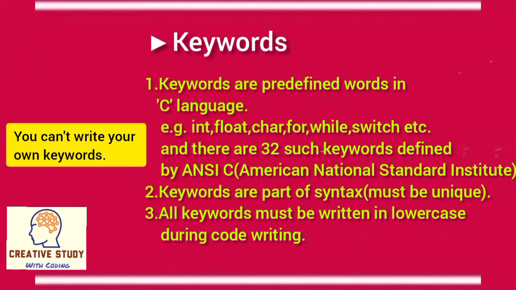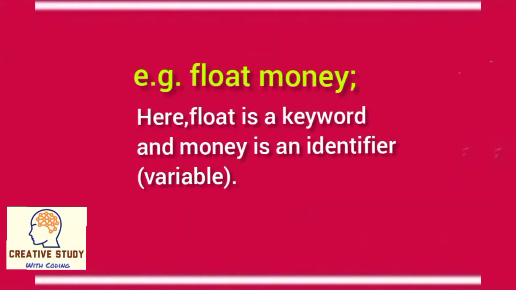There are 32 such keywords defined by ANSI C. Keywords are part of syntax. All keywords must be written in lowercase or small letters during code writing. For example, float money. Here float is a keyword and money is an identifier.